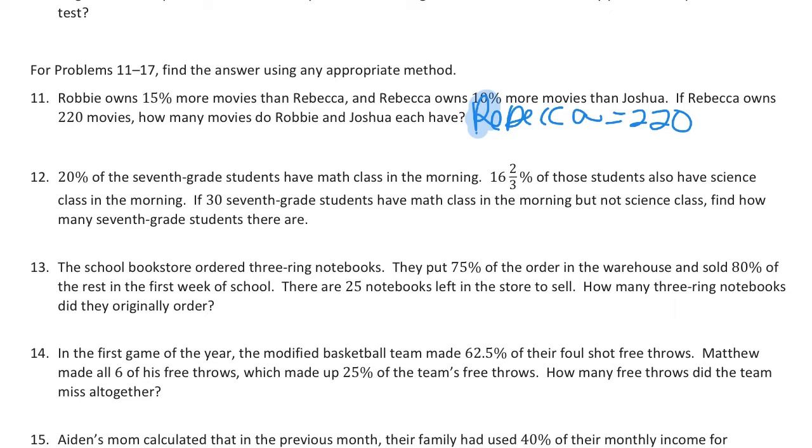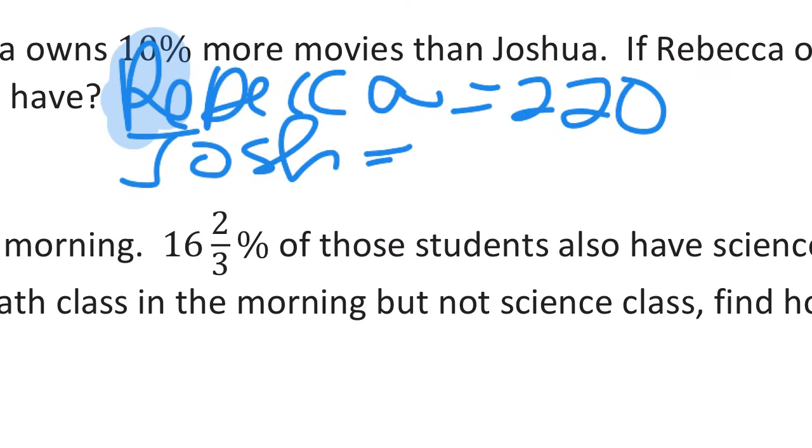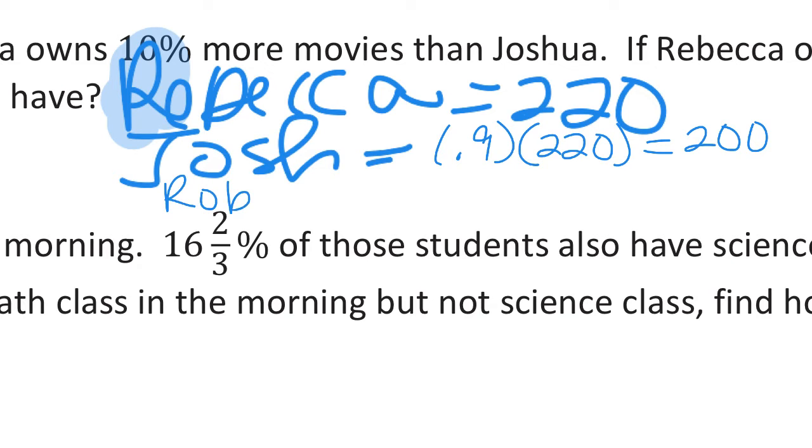Josh, in comparison, she owns 10% more than Joshua, so he has 90% of what she has. So I am going to take 90% as a decimal. So that's 9/10, and multiply that times 220, which is how many she has, and I find out that Josh has 200.